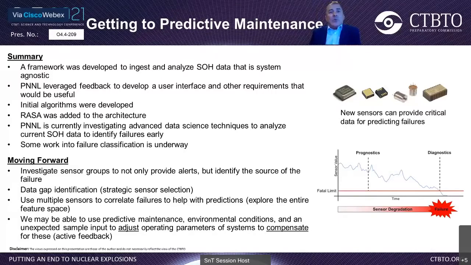And then we want to look at correlating failures to help with those predictions as well. Basically, look at the entire feature space. By doing those, we're trying to push into the prognostics area with these radionuclide systems, and this work continues to move forward with this tool.